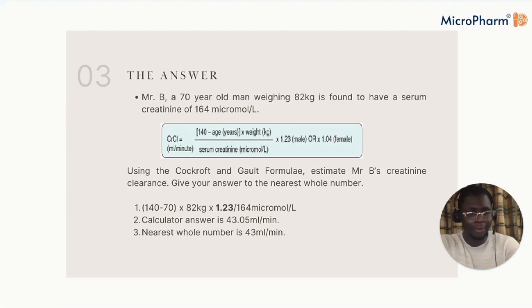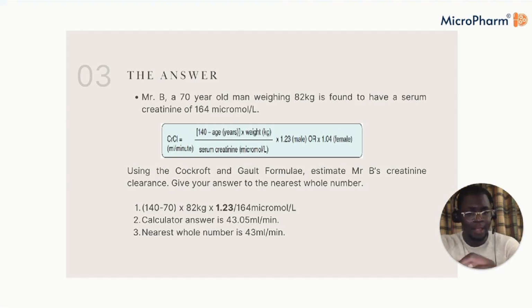The calculator gives us an answer of 43.05 mL per minute. The question wants us to give our answer to the nearest whole number. The nearest whole number is 43. So our final answer is 43 milliliters per minute.